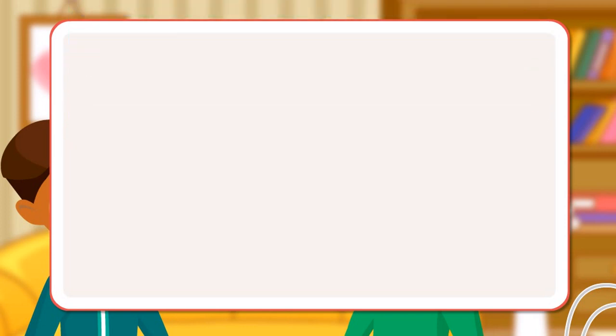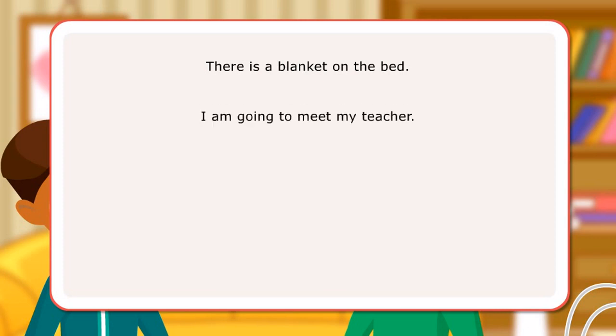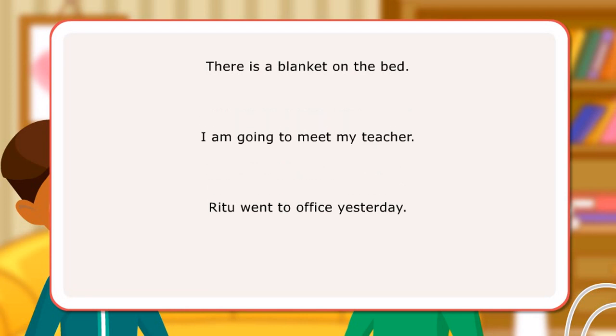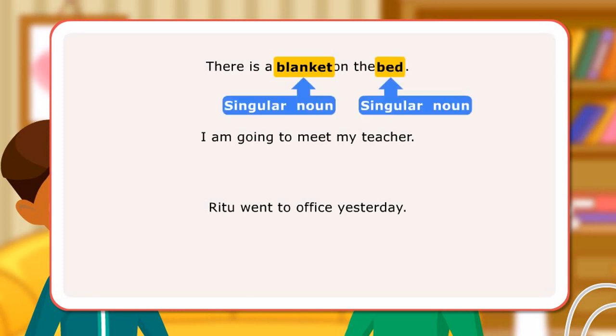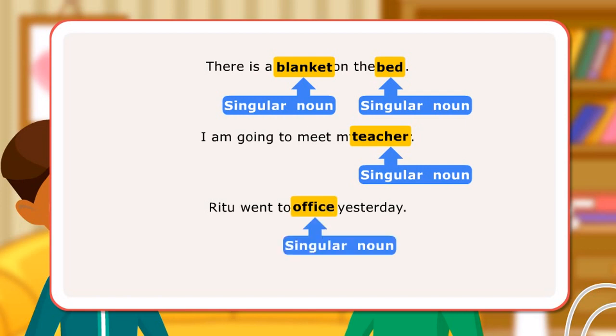Let us look at a few sentences. There is a blanket on the bed. I'm going to meet my teacher. Ritu went to office yesterday. In the first sentence, the things blanket and bed are singular nouns as they are only one in number. In the next sentence, teacher is singular noun as he or she is also one in number. In the third sentence, office is a singular noun as it is only one.